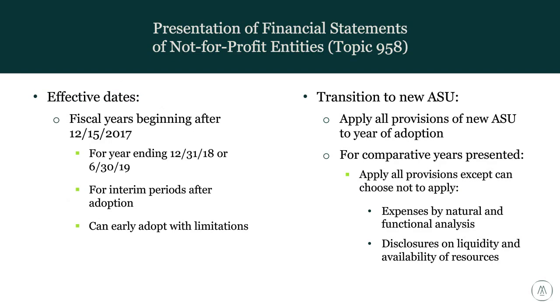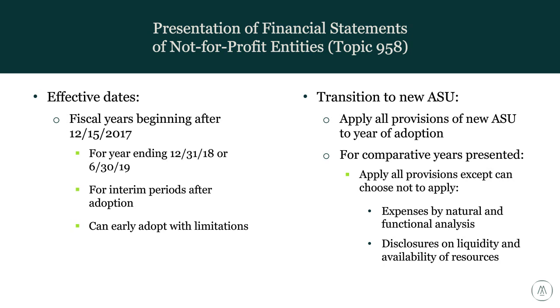So when is this new standard effective? Well, adoption is now upon us for those entities with calendar year ends. So the effective date is for fiscal years beginning after 12/15/2017. So that's for years ending December 31st, 2018, or for our June 30, 2019 year ends. And you can early adopt this pronouncement with some limitations, and we have seen that to date.